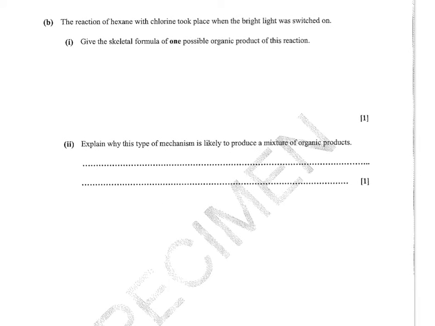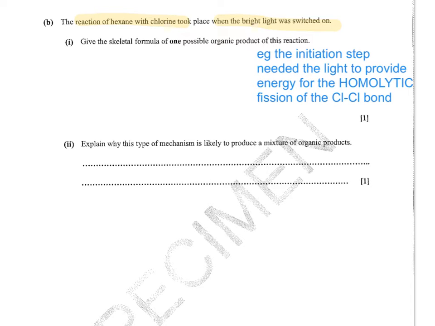And it says the reaction of hexane with chlorine took place when the bright light was switched on. So like we said a few minutes ago, that is actually what would start off the initiation. So in other words, the initiation step would need light to actually provide enough energy for the homolytic fission of the Cl bond. So what we're talking about is obviously the electrons moving onto the individual chlorine atoms.